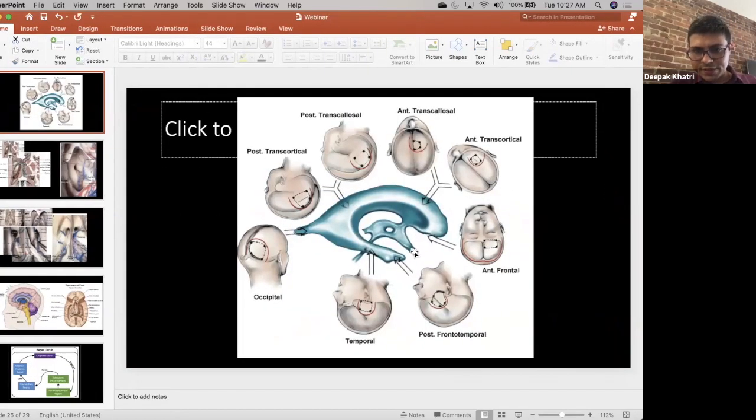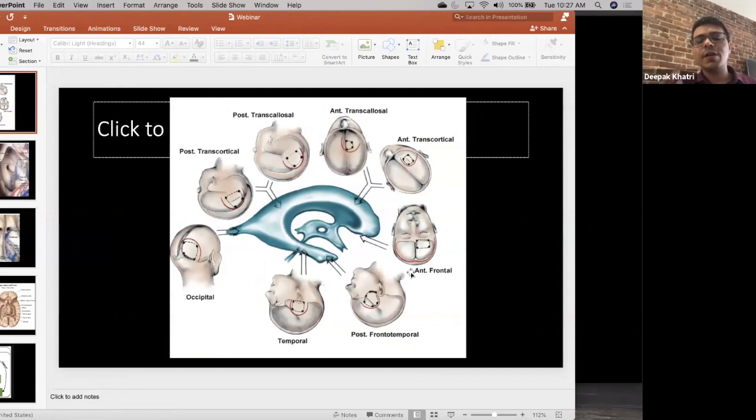This is the ventricular system. Depending upon the pathology, we can have different surgical plans, and we have to tailor our craniotomy accordingly. If the lesion is located more anteriorly in the ventricular system, we can go from an anterior frontal approach, an anterior transcortical approach, a transcallosal approach, a posterior transcallosal approach, or a posterior transcortical approach. Each of these approaches is basically dictated by the lesion itself.